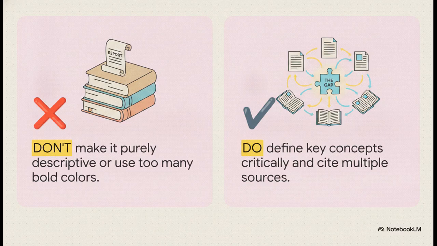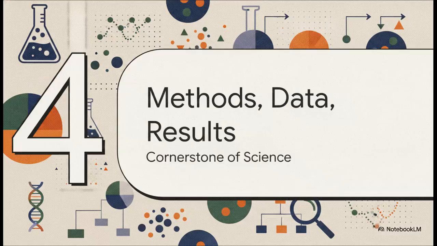For example, in the experimental study on total coliform from the European Physical Journal Plus, the authors organized their review under 4 distinct, critical headings that clearly mapped out what was already known and perfectly set the stage for their own hypothesis. Moving right along to Section 4, Methods, Data, and Results, the absolute cornerstone of science.